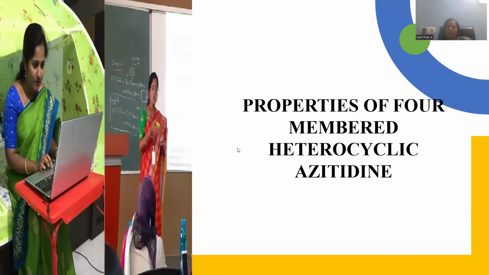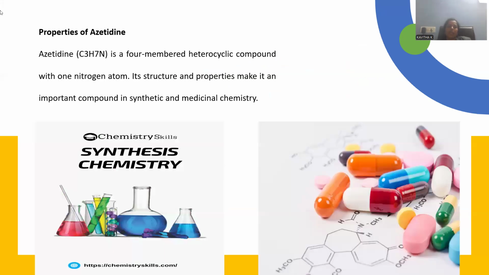Now let me show another segment. Till now we have gone through various synthetic routes for azetidine manufacturing. Now we will discuss the properties of azetidine. Azetidine is a 4-member ring system with 1 nitrogen heteroatom. The structure and properties make it an important compound in synthetic and medicinal chemistry. Even for the synthesis of new kinds of organic compounds it is essential, and in medicinal chemistry as well, impactful applications are available.